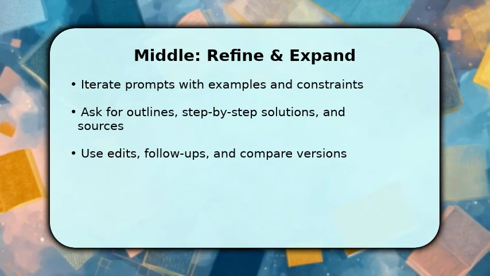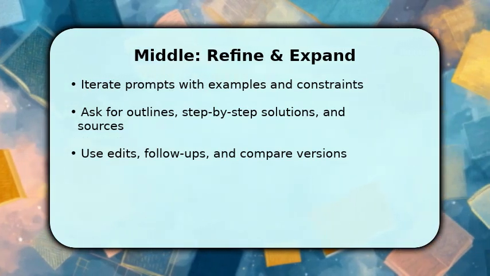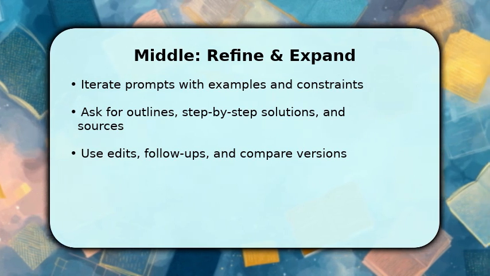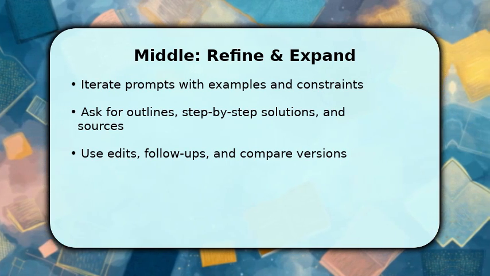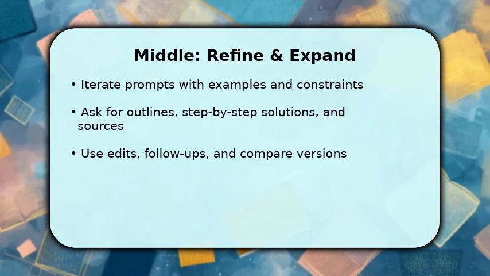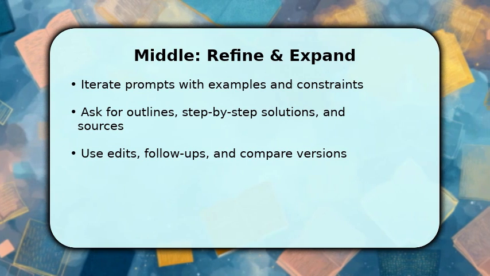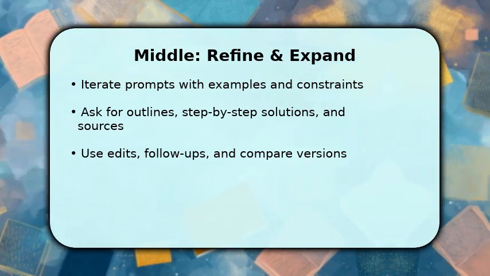You now turn prompts into a working draft by asking for an outline first. This gives structure you can critique. Once the outline is acceptable, request detailed sections, worked examples, or step-by-step solutions, and include sample answers so the AI mimics your style. Make sure to iterate.